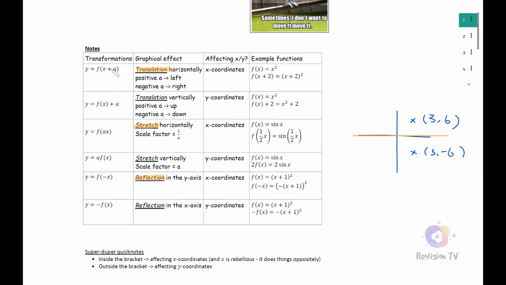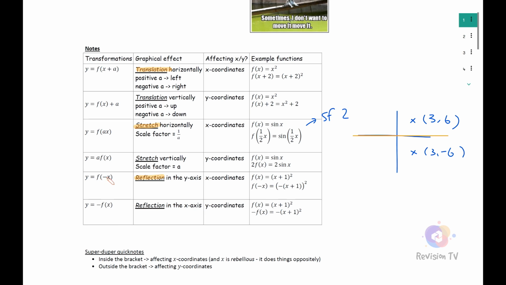Plus a means you move negatively, so you move left along the negative x-axis. For a times x, you multiply by 1 over a; the scale factor is 1 over a. For example, f of half x means you are stretching by 1 over half, which is the same as 2. So that will be stretching horizontally by scale factor 2. We'll talk about that in a bit more detail later in examples.